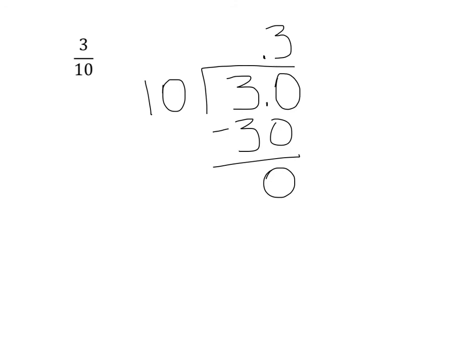I need to turn this into a percent. So if I have 0.3, to turn it into a percent, I move the decimal point over twice. Since I don't have a number here, I have to put a 0 in. So my answer would be 30%.